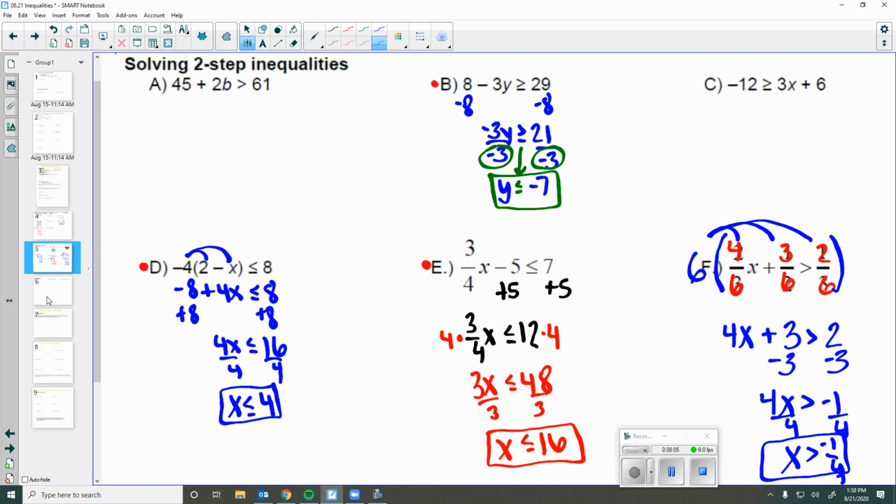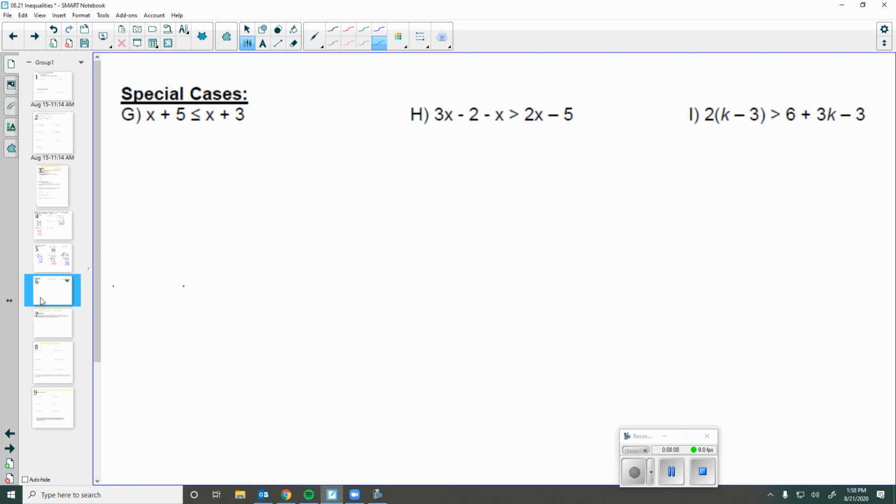Okay, on to some special cases. With special cases, we had them yesterday with equations, so we're going to look at them again with inequalities. It's the same idea, though. It's when a variable disappears and we're left with a true statement or not a true statement. So if we look at letter G, we would subtract x on each side, and the variable is disappearing. And we're left with 5 is less than or equal to 3. I don't know about you, but in my math world, 5 is not less than or equal to 3, which means this is not a valid statement. Since it is not, we are going to say there is no real solution.